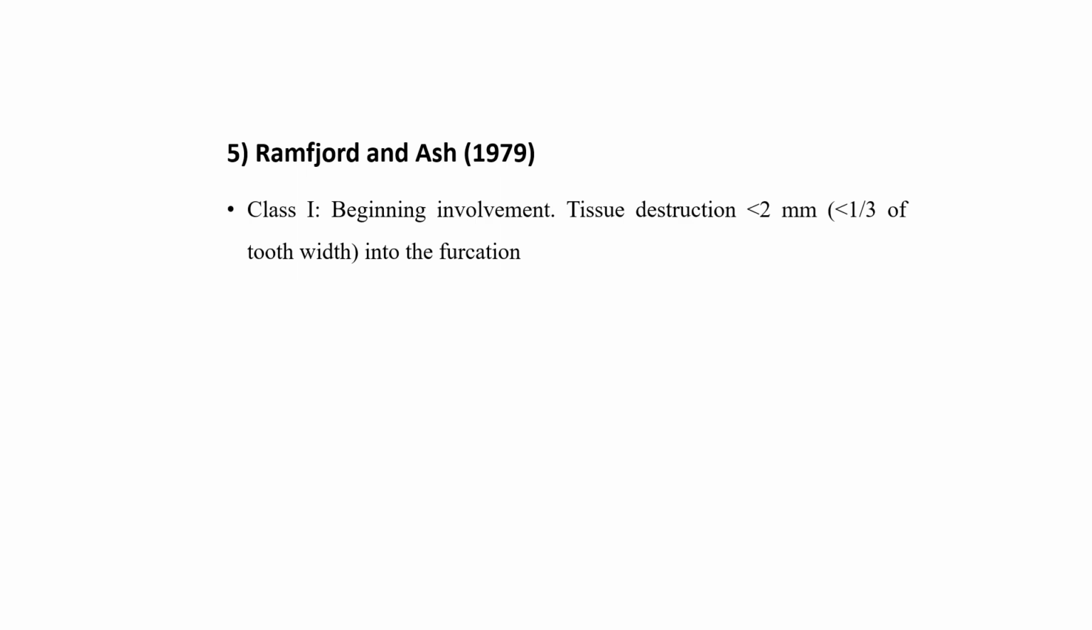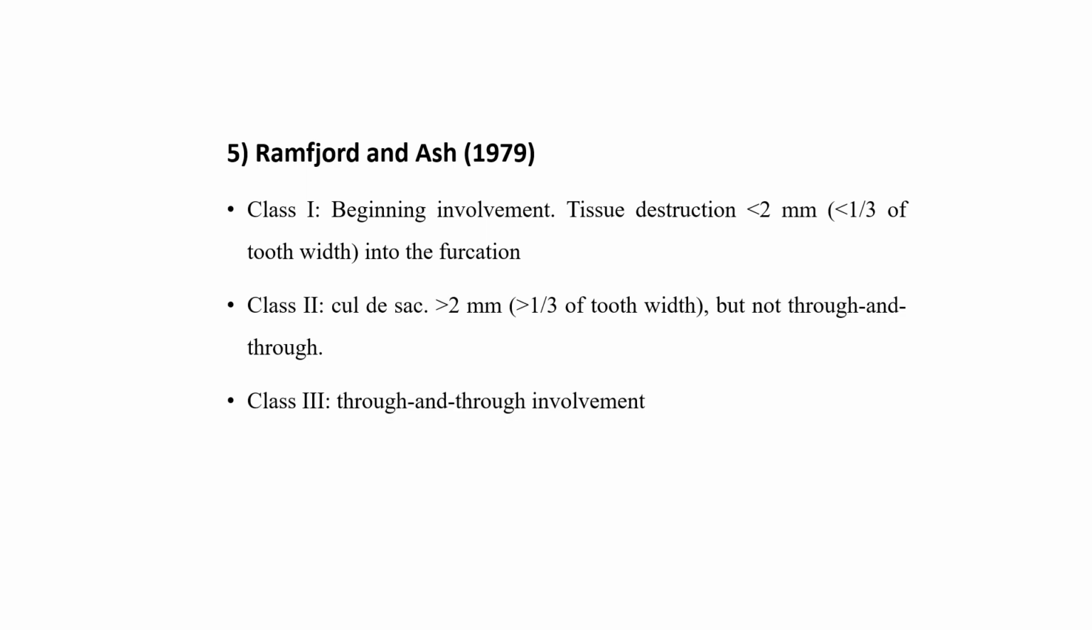They have given a classification in 1979. According to them, it is divided into class 1, class 2 and class 3. Class 1, again there is the beginning of the furcation involvement. The tissue destruction is less than 2 mm or less than 1/3 of the total tooth width into the furcation. So they have given numerical value measurements for the horizontal destruction of the bone in the furcation area.